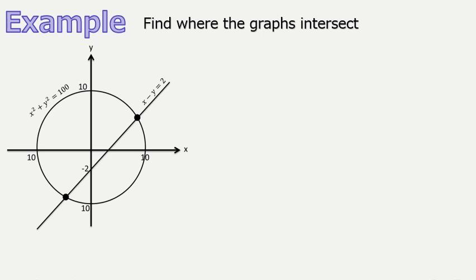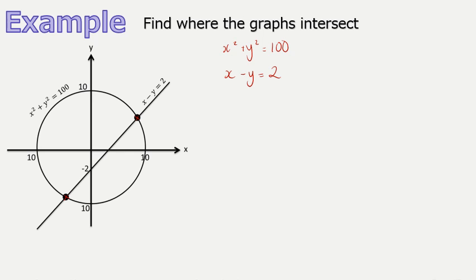The final example is where the questions aren't as obviously given as before. You could be given a question like this where it's actually a nonlinear simultaneous equation in disguise, if you like. You've got a circle with equation x squared plus y squared equals 100, and you've got a straight line with the equation x minus y equals 2. And it's saying find where the graphs intersect, so where both lines are equal to each other, here and here.